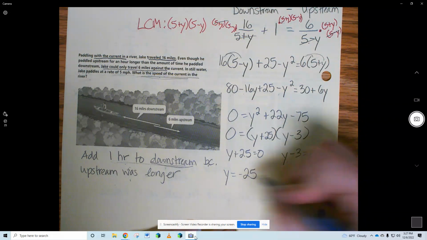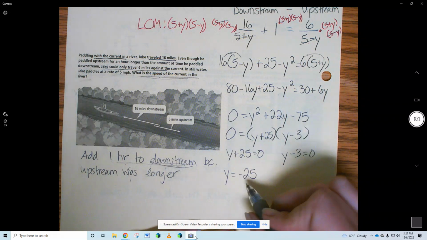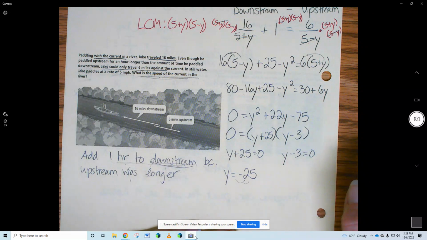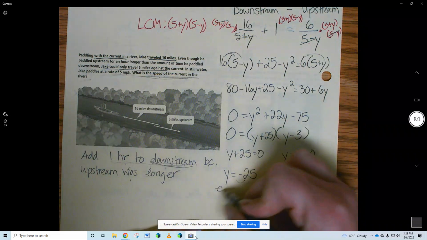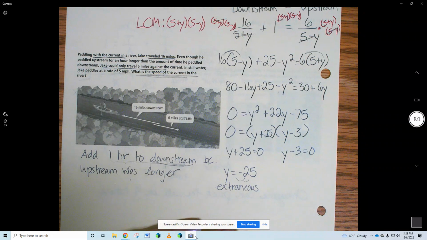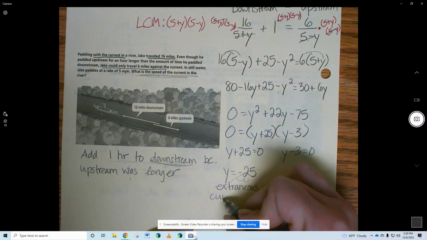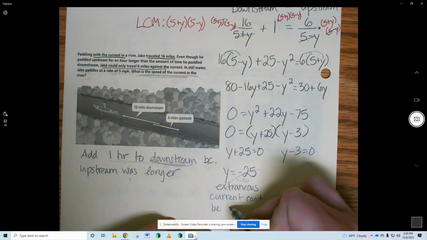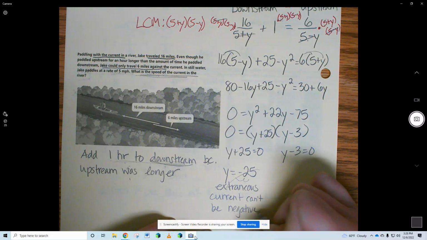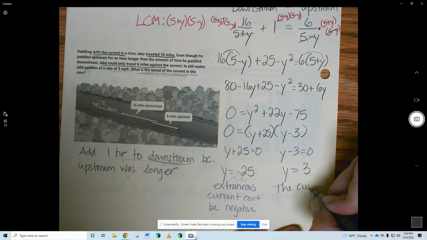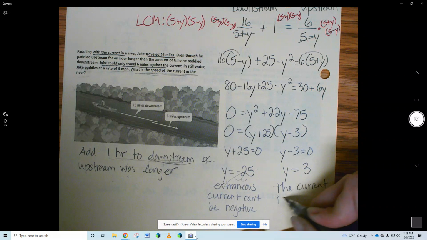So y equals negative 25. Can I say that the water was going negative 25 miles per hour? Can anything be negative when you're talking about speed? No. This is my extraneous solution. I can't have a negative number. Currents can't be negative. 3 is the correct answer. Y equals 3. The current is 3 miles per hour.